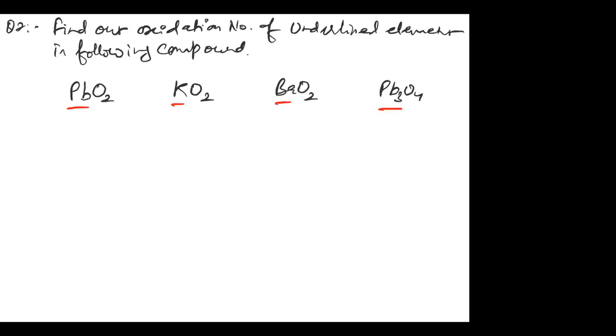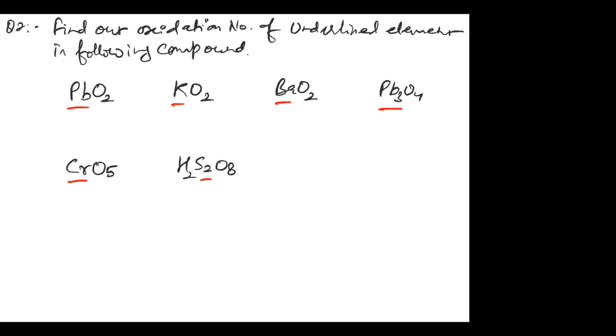Now, suppose another compound may be CrO5. It is a very common compound. Here, you have to find out the oxidation number of, let's say, chromium. Similarly, another common compound is, let's say, H2S2O8, where you have to find out the oxidation number of sulfur.